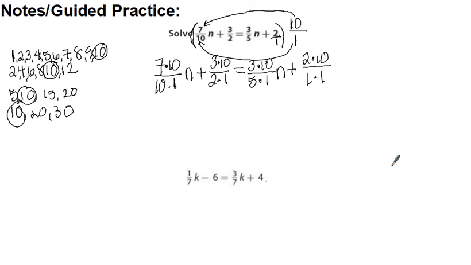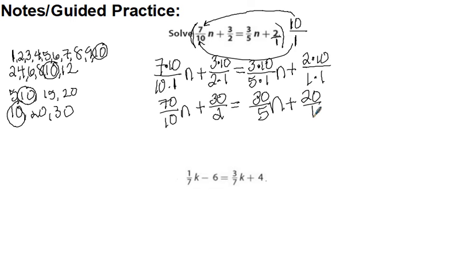And I know right now you're like, the fractions aren't gone. How is this helping me? Don't worry, they will. So 7 times 10 is 70, and 10 times 1 is 10, n, plus this is 30 over 2, 30 over 5, n, plus 20 over 1. Okay, so again, fractions are still there, but watch the magic. They're going to all disappear.